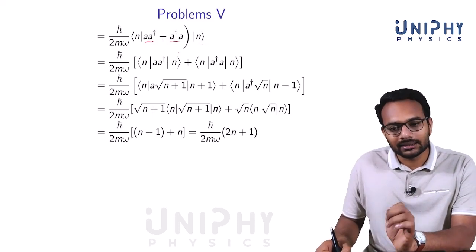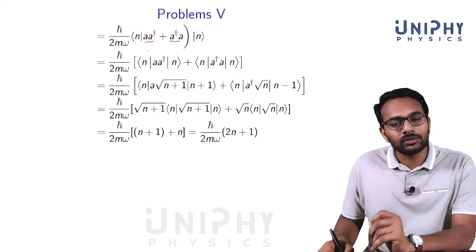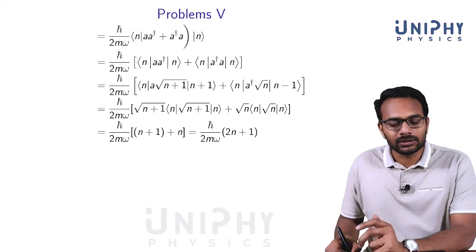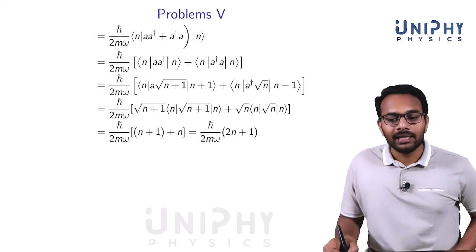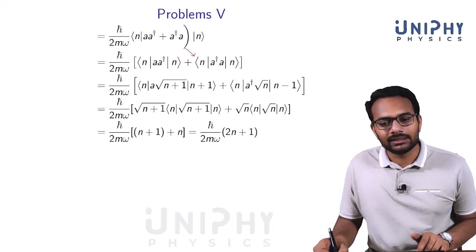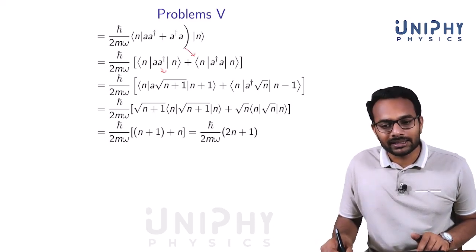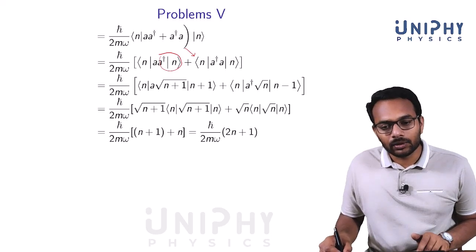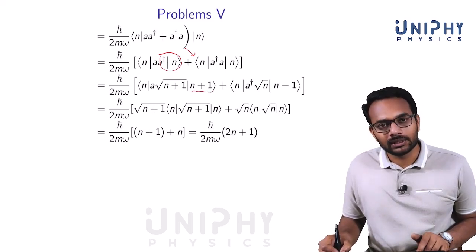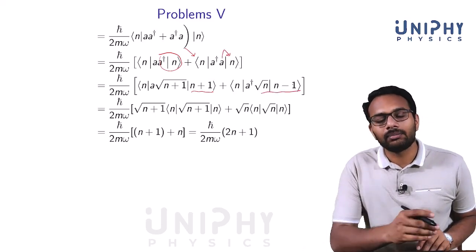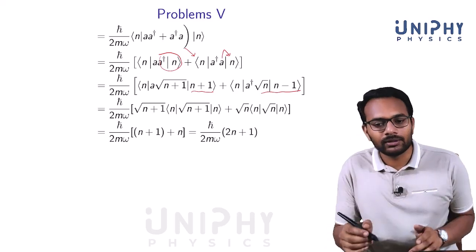All right. Now let's do it in a bit more detail. Later on we won't have to do it in so much detail because we'll remember some of these things. So this is h cross divided by 2 m omega times n a dagger n plus n a dagger a n. I've just split this. What about this? First you apply this a dagger on n, and you see what we get here is square root of n plus 1 multiplied by n plus 1. Similarly, first you act this a on this, which gives square root of n multiplied by n minus 1. You just have to apply it once more.